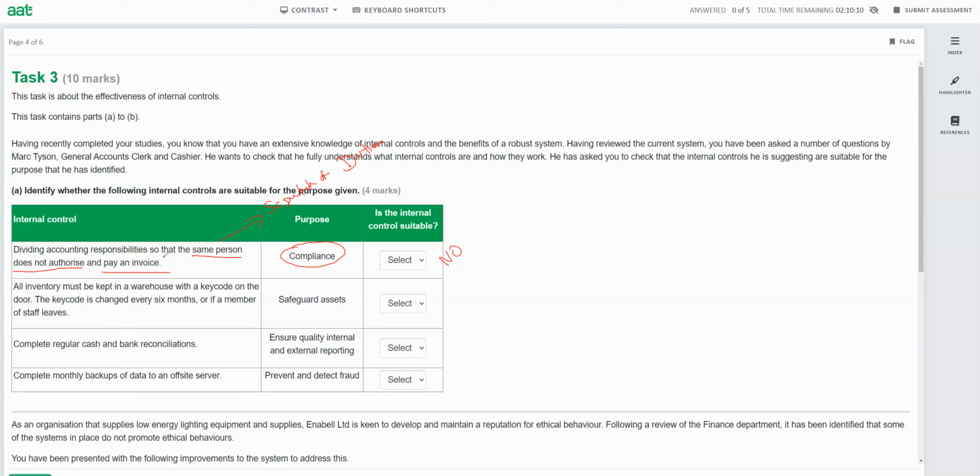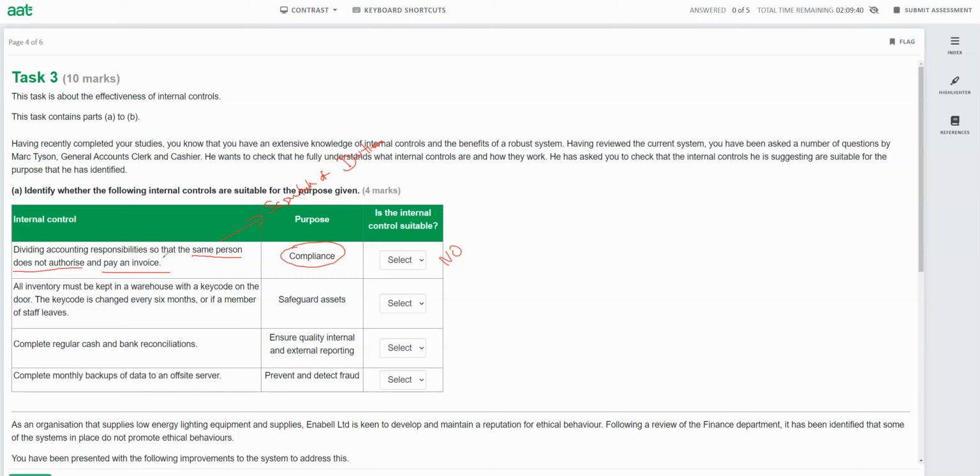But it is okay if one person just checks the invoice and pays. So this is okay. Same person does not authorize and pay the invoice. So one person can authorize the invoice and pay, that is not a problem, but the person should not make the order and authorize the invoice. So this compliance purpose will not work, because here the person is only checking and paying for that. So is the internal control suitable?